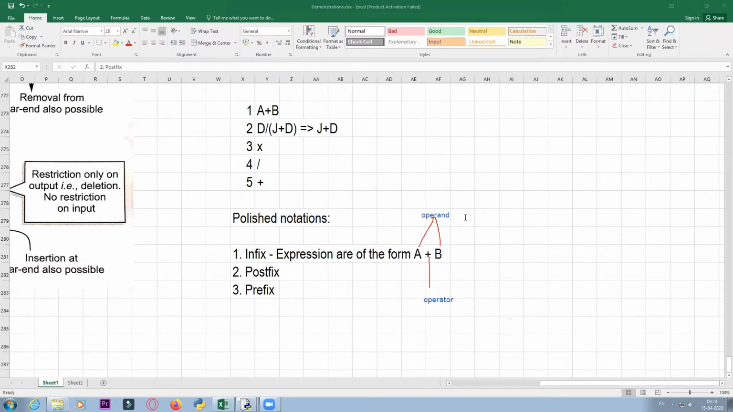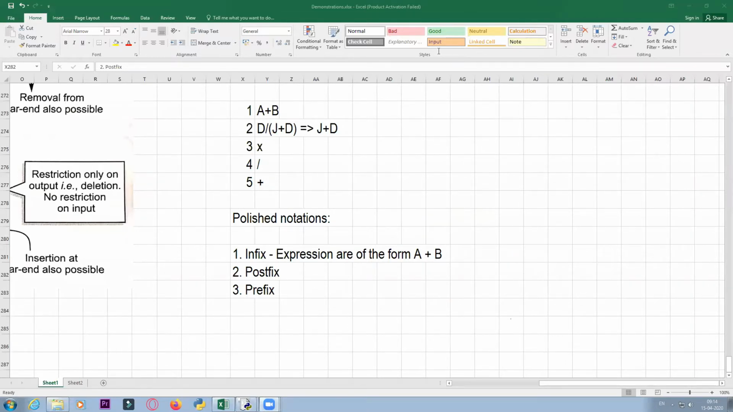Like for example, I can write C divided by D, that can be an infix expression. C multiplied by D, that can be an infix expression. Yes, P into Y, that is an infix expression. These are your infix expressions.